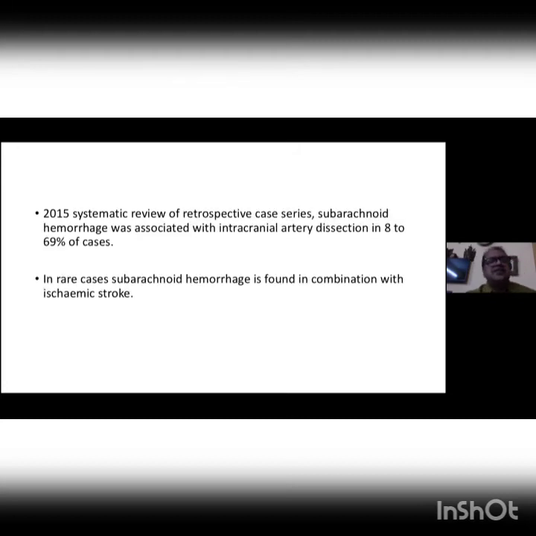In a 2015 systematic review of retrospective case series, subarachnoid hemorrhage was associated with intracranial artery dissection in 8 to 69% of the cases. It's quite a large range, but you can see subarachnoid hemorrhage, as I was telling, because the outer layer is very thin in the intracranial blood vessels. In rare cases, subarachnoid hemorrhage is found in combination with ischemic stroke. Very occasionally, you can see a combination of ischemic stroke and subarachnoid hemorrhage. With neck pain, headache, and this kind of presentation, and a history of trauma, we have to keep in mind this patient may be having a dissection as the cause.